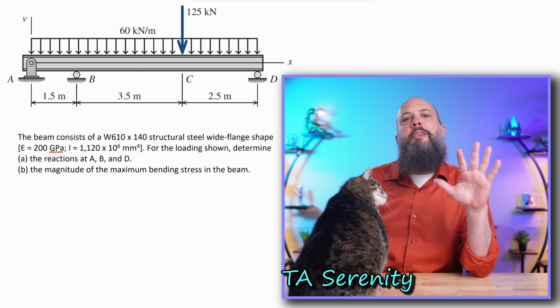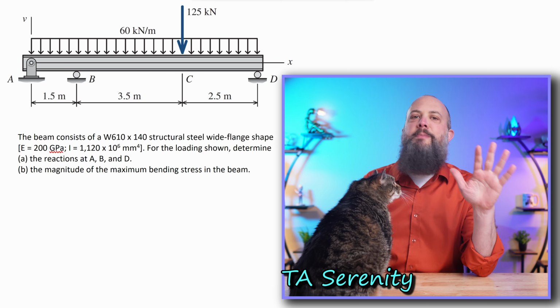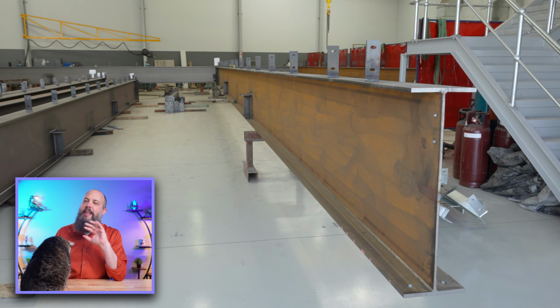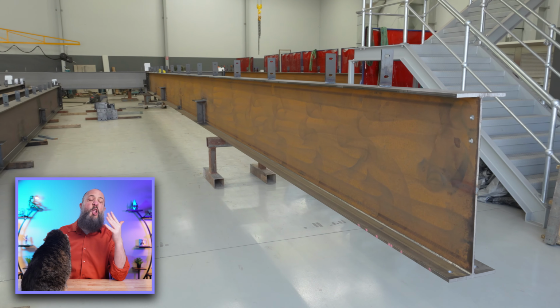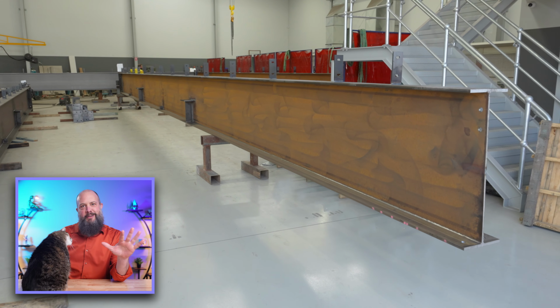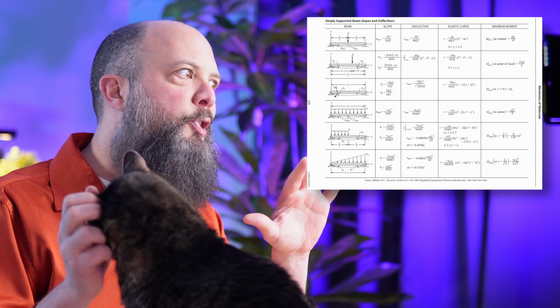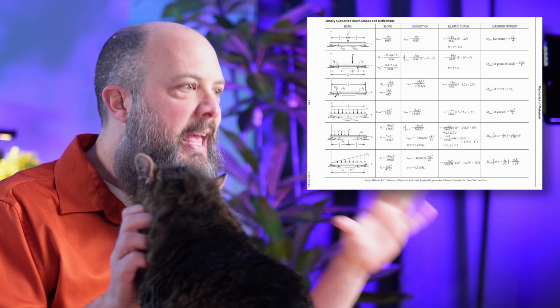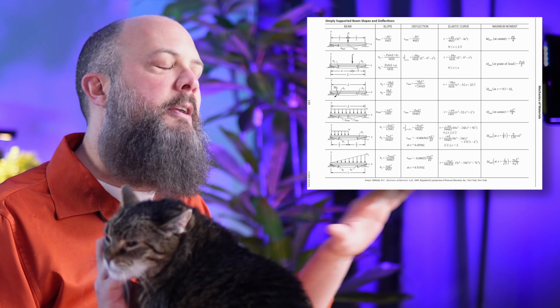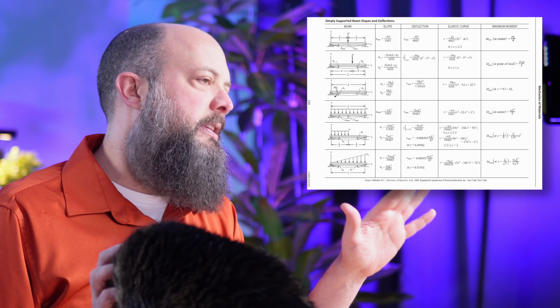Do not be scared of statically indeterminate beam deflection problems. They're a lot easier than they look as long as you can use superposition. As long as you can find all of your loading in the beam deflection tables, then this problem is going to be really straightforward and a lot easier than you think.